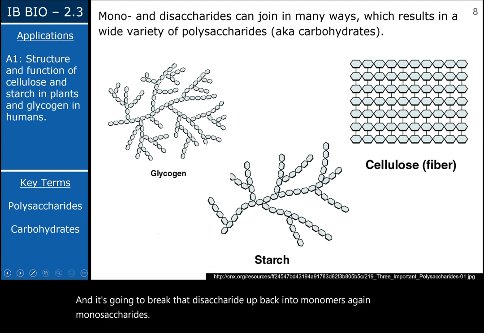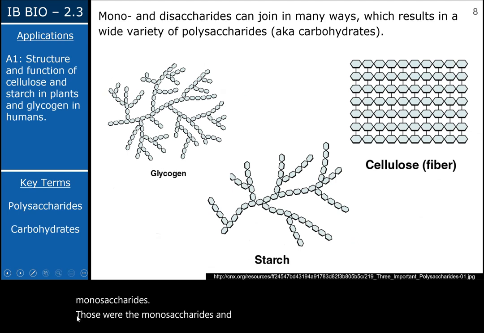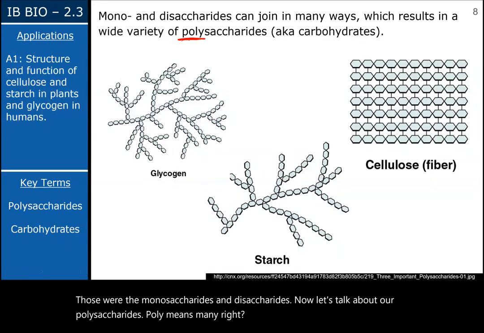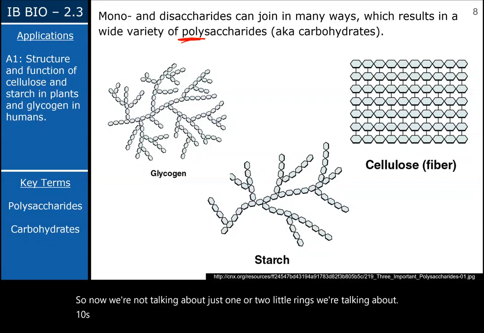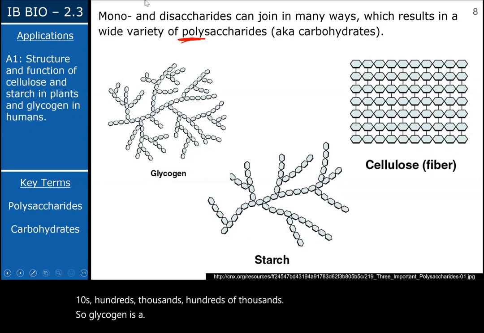Okay, those were the monosaccharides and disaccharides. Now let's talk about our polysaccharides. Poly means many, right? So now we're not talking about just one or two little rings. We're talking about tens, hundreds, thousands, hundreds of thousands. So glycogen is a starch that's found only in animals. And you can see it's highly branched.